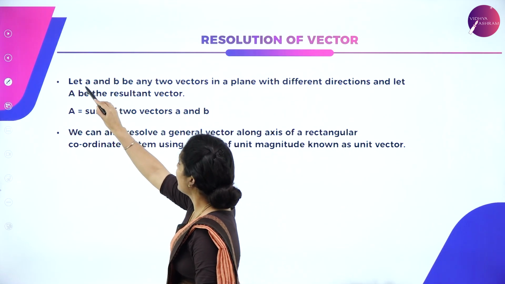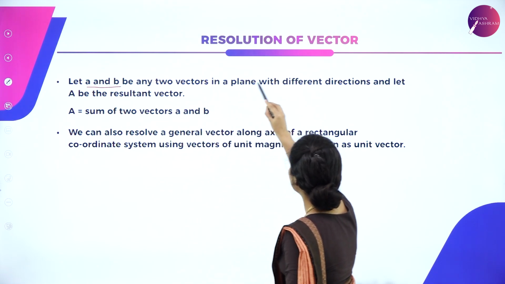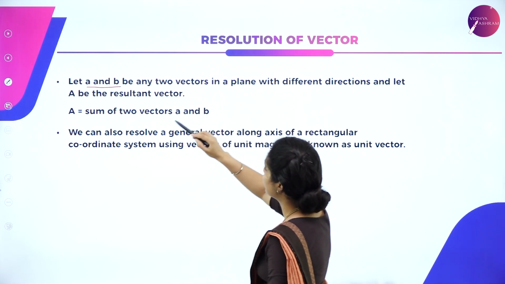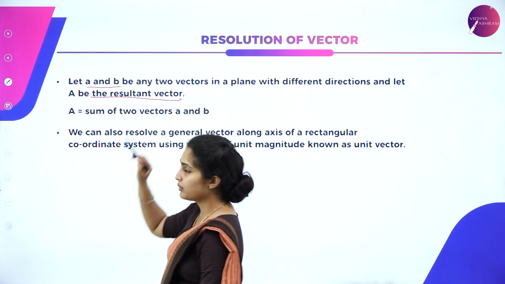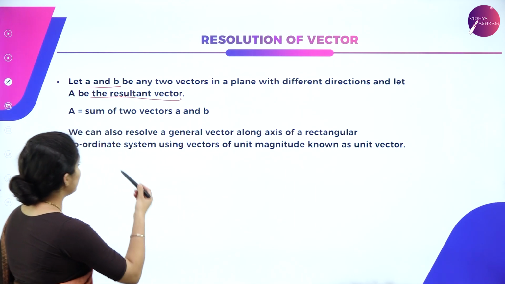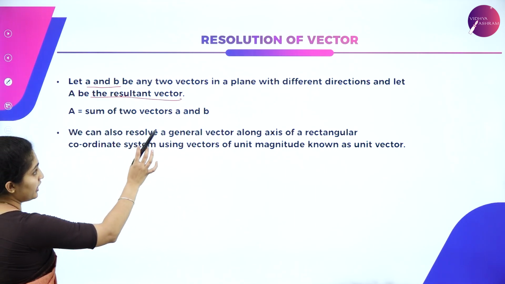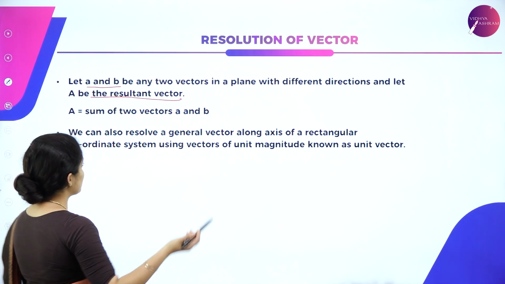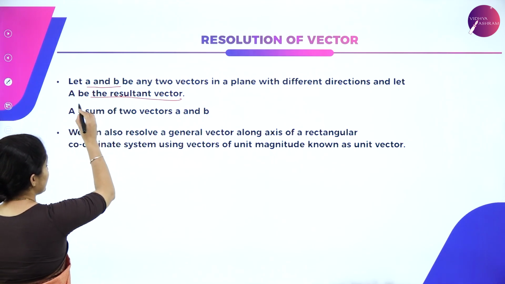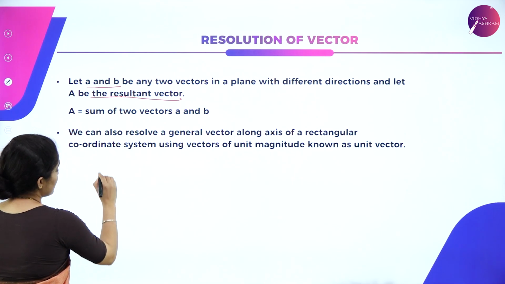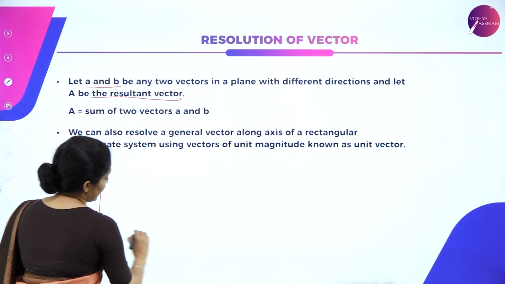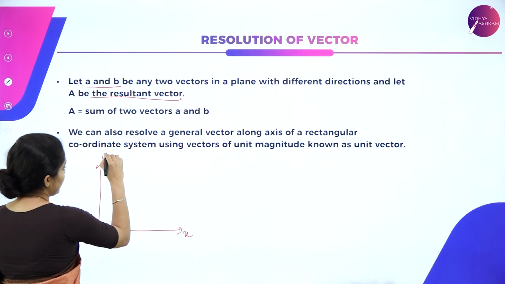So let A and B be any two vectors in a plane with different directions, and let A be its resultant vector. A and B are any two vectors in a plane, with different directions. So we are not considering this now. Let us just stick to the resultant vector. We have the x-axis and y-axis.